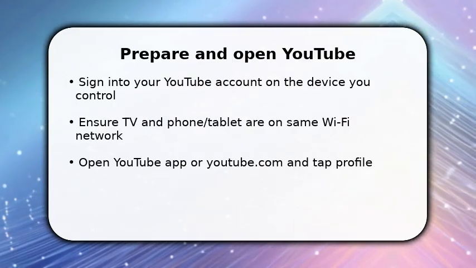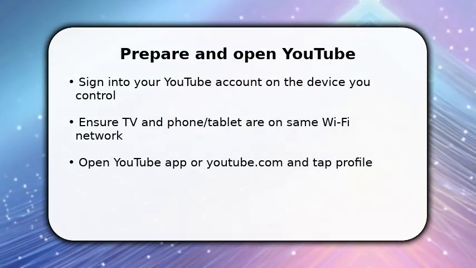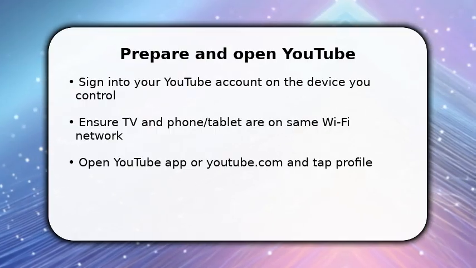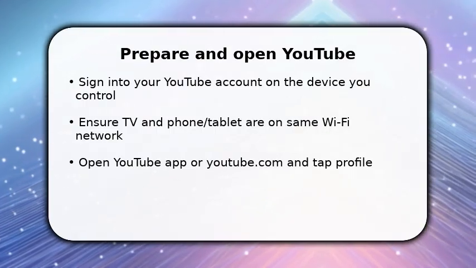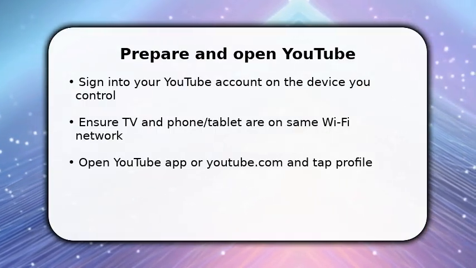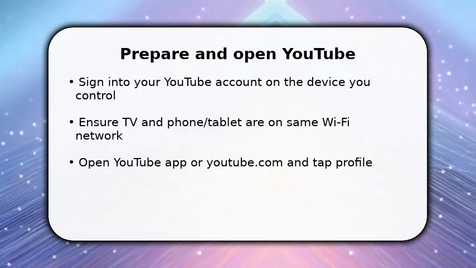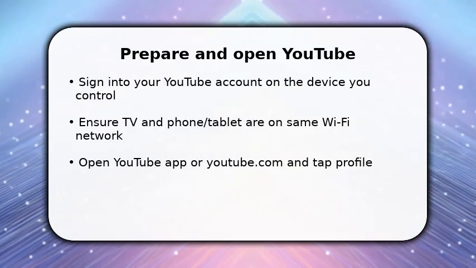Now tap your profile icon in the YouTube app or website. This gives access to settings that control connected devices. Make sure you use the account that previously linked to the TV. Otherwise, you won't see the relevant device list to disable casting.